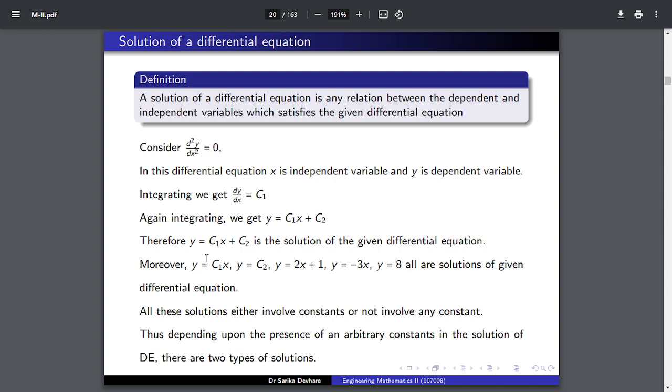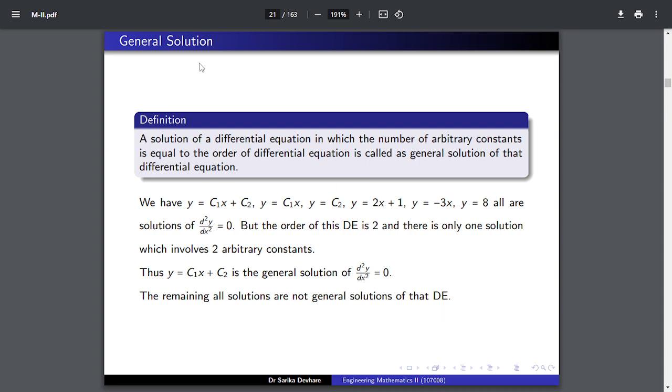Moreover, if we take y equal to c1x or y equal to c2 or y equal to 2x plus 1 or y equal to minus 3x or y equal to 8, these are all solutions of this given differential equation. All the solutions either involve a constant or do not involve any constant. Thus, depending upon the presence of arbitrary constants in the solution of a differential equation, there are two subtypes: general solution and particular solution. First we'll see the general solution.